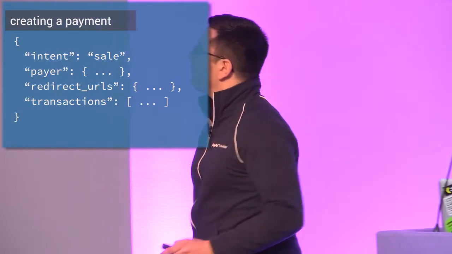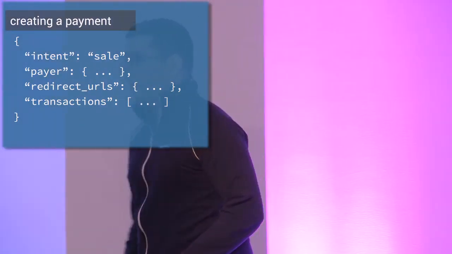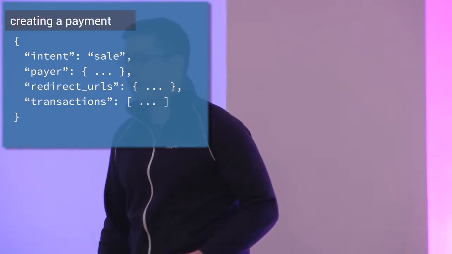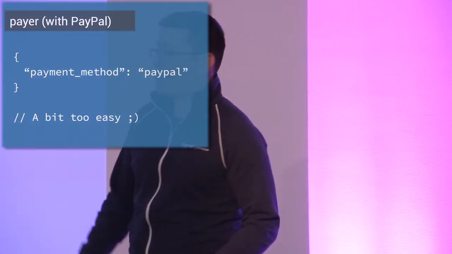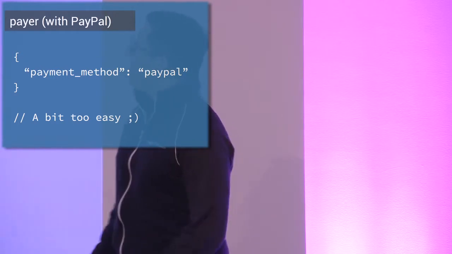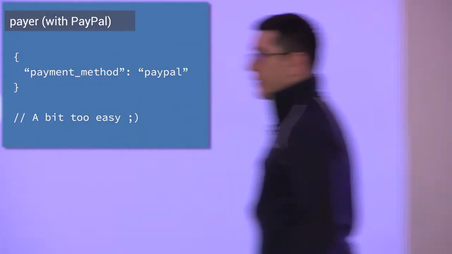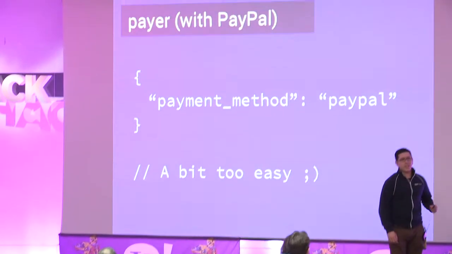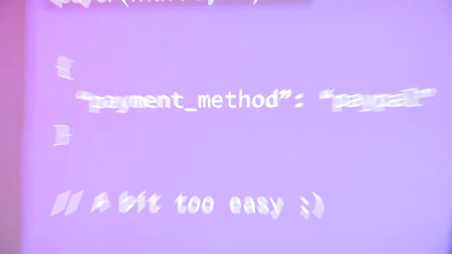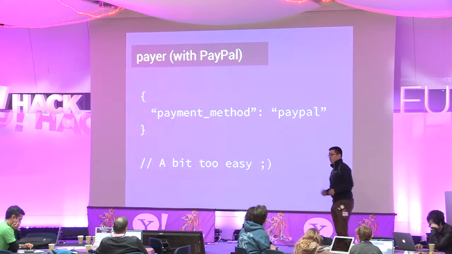So of course, you guys need to pass around lots of data, and it should be easily readable. Creating a payment is now as easy as this. You have to define an intent, which is sale, a payer, which I'll come to in a second, redirect URLs, which is basically your server, and the transactions themselves. If you want to have a payer who pays with PayPal, you just define that. It's quite easy. You can do direct credit card processing, so you don't even need a PayPal account to use this API.